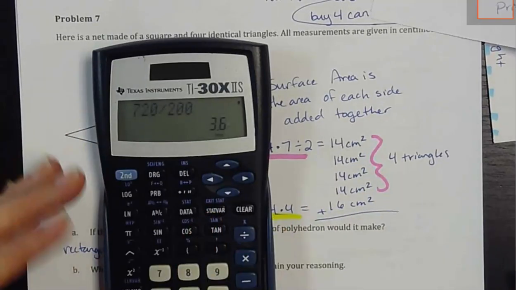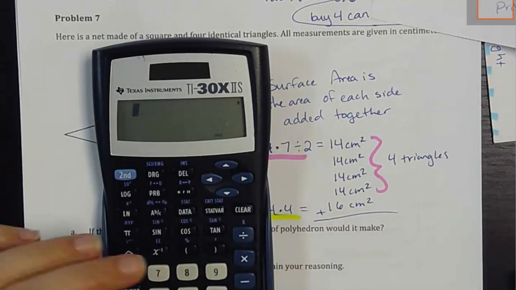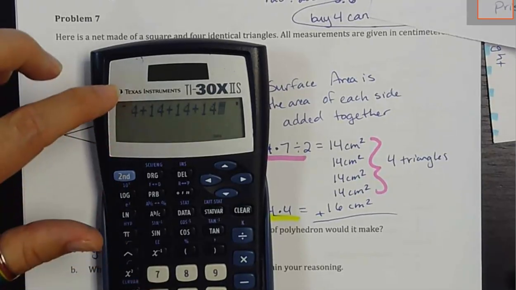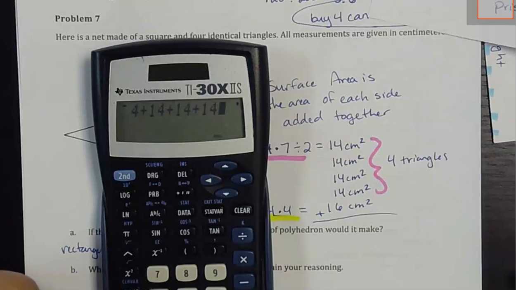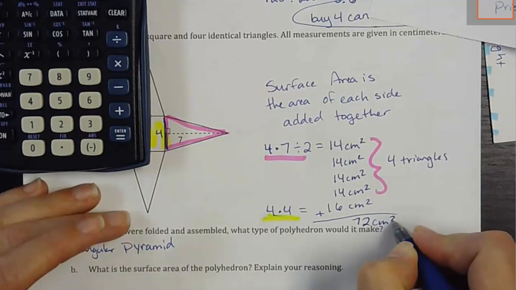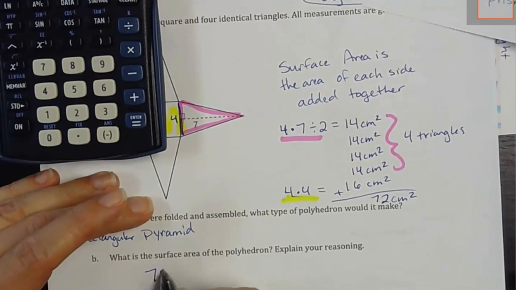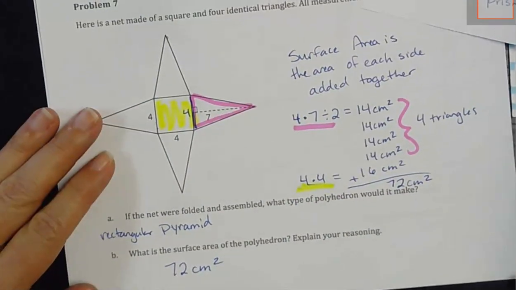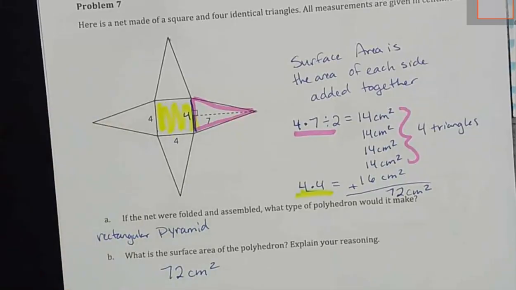So I'm going to grab my calculator. 14 plus 14 plus 14 plus 14. So I had 1, 2, 3, 4 sides plus 16 for the last side is 72 centimeters squared. So down here, 72 centimeters squared. Okay, and then I'm going to peek. Make sure I didn't mess up. Yay! I only had 1 error on that study guide.